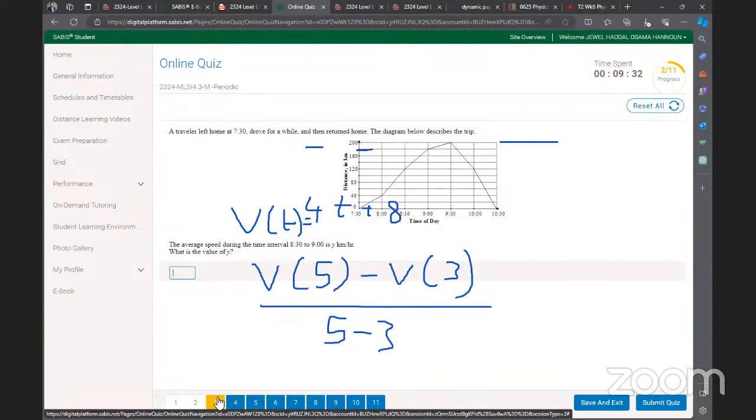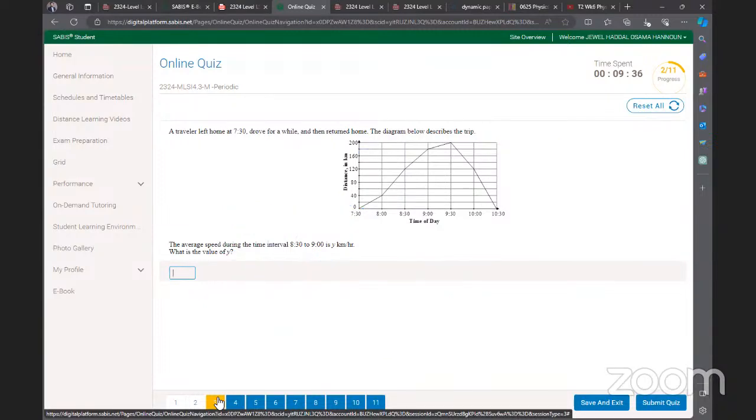Okay, here. So a traveler left home at 7:30. Yeah, I remember this question. Okay. So at 7:30, he drove for a while and then returned home. The diagram below describes the trip. So what is the average speed?